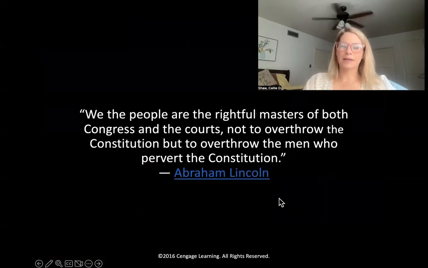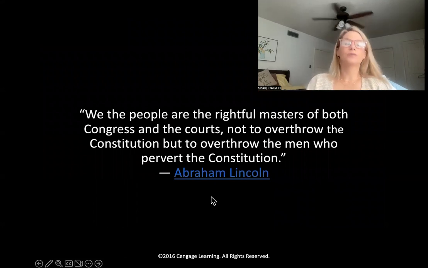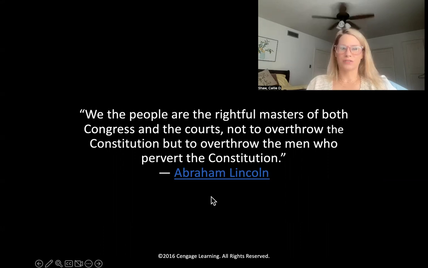So Abraham Lincoln has a quote that I love. He says, we the people are the rightful masters of both Congress and the courts, not to overthrow the Constitution, but to overthrow the men who pervert the Constitution. Meaning this document that we have, it is the oldest surviving document for a reason, guys. It has survived trials and tribulations in our nation's history because it is well thought out, and it gives voice to the voiceless, and it divides power, which is extremely important, right?